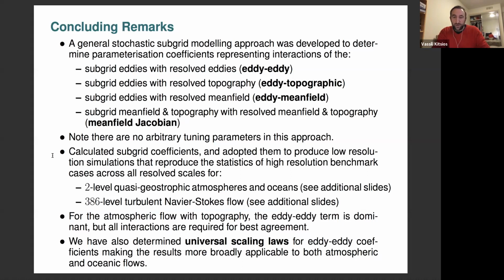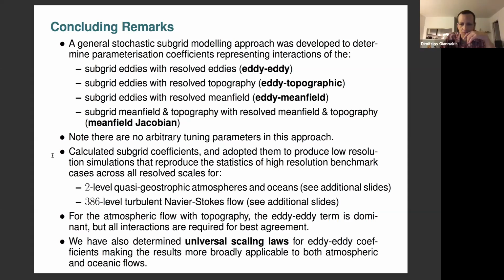The subgrid coefficients that we've calculated from the reference database have produced lower resolution simulations that have reproduced the statistics across the resolved scales. I've demonstrated today for a two-level quasi-geostrophic atmosphere, but we've also done so for quasi-geostrophic two-level oceans. Got some additional slides if you're interested in that. And also 386 level turbulent Navier-Stokes flow, or turbulent channel flow.